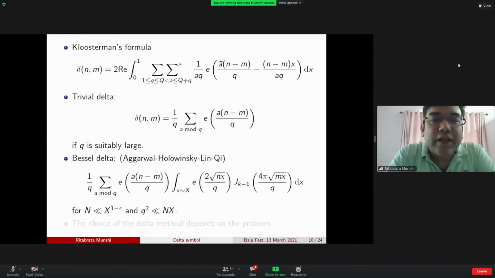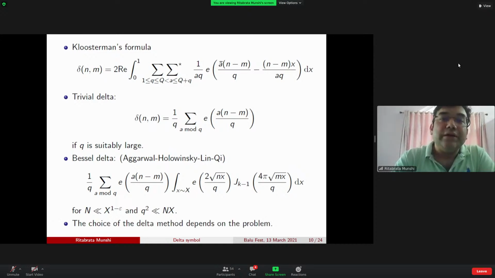Another delta method is called the Bessel delta method. It's due to Keshav, Roman, Lin and Jiki, and it looks like this. It's a kind of mixture of the trivial delta, but you also have an arithmetic part. So here you can take q smaller than the size of the equation. You have to push in some oscillatory integral here, which involves the Bessel function. The point is that already if you just stick to trigonometric functions or Bessel functions, you have different versions of the circle method and the delta method already in play.